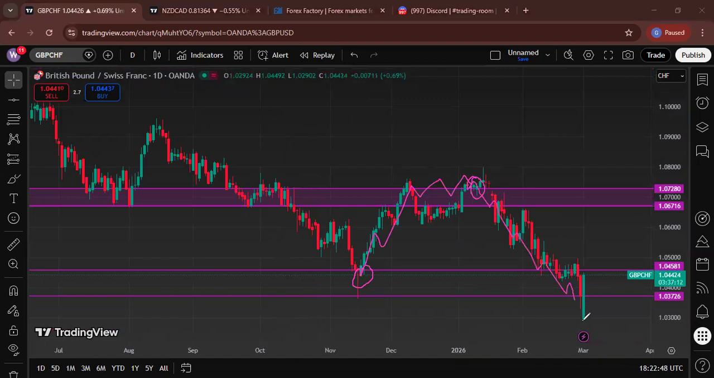So this was a fake out. We might see probably price do something like this. But now wait for the candle close confirmation above demand for this push to the upside.